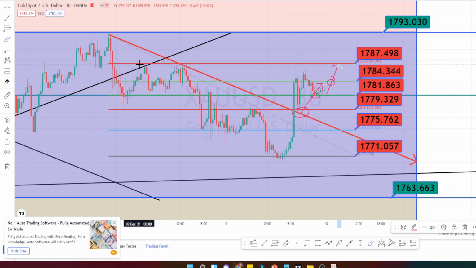We can notice that previously the price has tested this level and bounced back. We can expect a bounce back on this price level and then a retrace back to test the lower level of the price action. If it breaks this level, we can expect a further bullish trend and a test of this 1793 level. Let us do the analysis in the 5 minutes time frame.